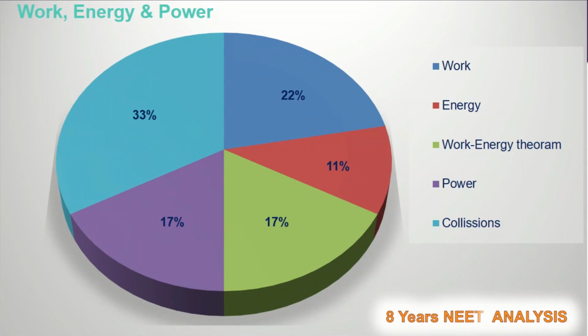But for the past 8 years, the scenario was 22% were coming from work, and 11% from energy, and 17% from work energy theorem, and 17% from power, and 33% from collisions. So in the past 8 years, about 33% of questions were coming from the topic collisions. As a whole, more importance was given to these two topics, work and collisions. In this video, we will be addressing all the 5 different topics, solving previous year questions which contain all these 5 topics.